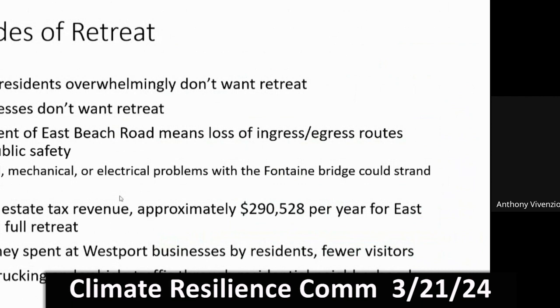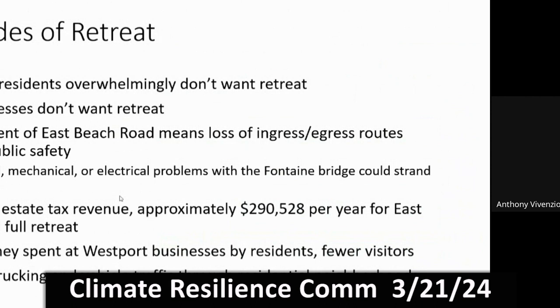There's also the loss of real estate tax revenue to the town if that road is abandoned and those properties are eventually abandoned in a full retreat scenario, and that's approximately $290,000 per year in real estate tax. Now, that is in addition to loss of money spent at Westport businesses by residents and a reduction of visitors if this area is not as accessible and open.